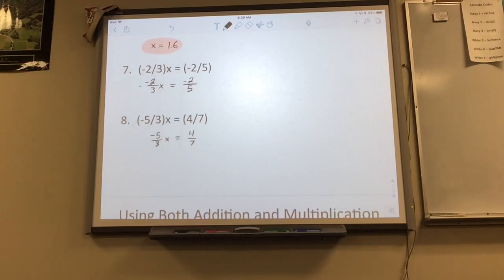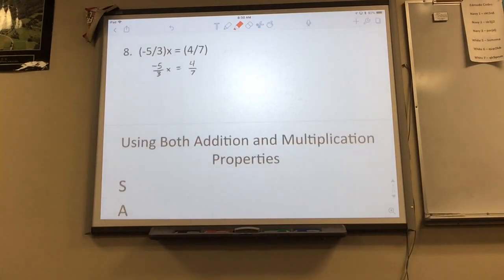Okay, the next one, we have a fraction being multiplied. So how do we do that? We divide by that fraction, which is multiplying by the reciprocal. Yes, it's 3/5 because we have 3 over -2. These cancel out. This -2 and this -2 can cancel. So then we have x equals 3 over 5. Okay, also our negatives canceled there.